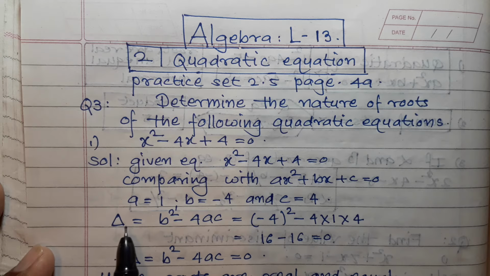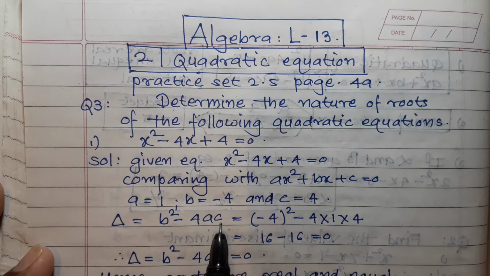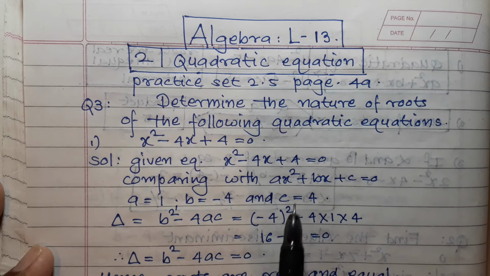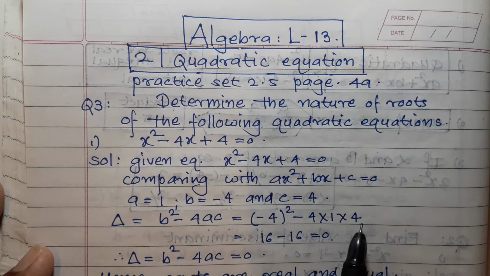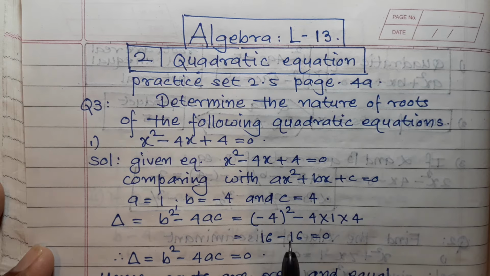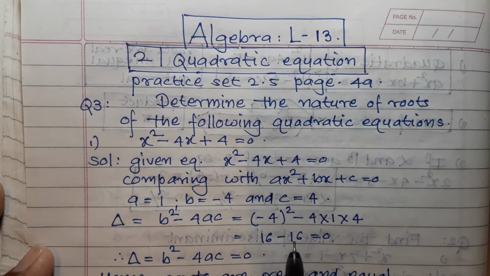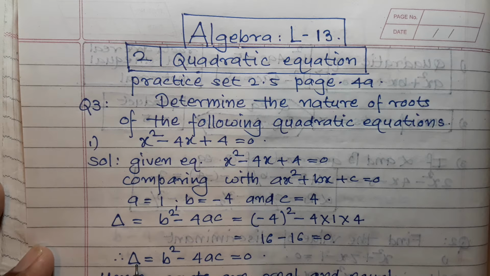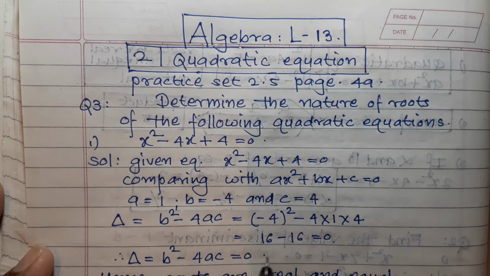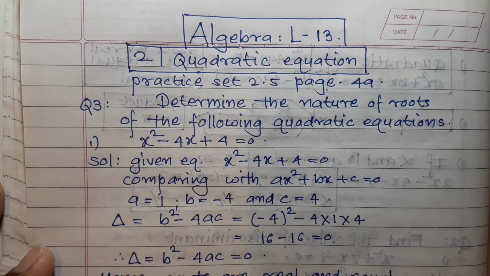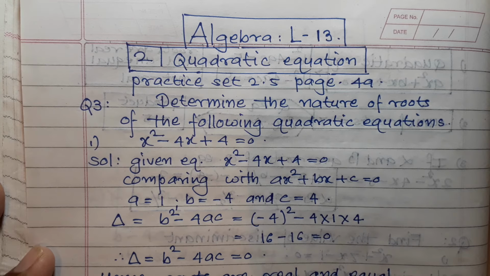Then find delta, meaning discriminant. So delta, the discriminant, is equal to b square minus 4ac. Now here you substitute your values: minus 4 square minus 4 into 1 into 4. So minus 4 square is equal to 16, this into this is equal to minus 16, and 16 minus 16 is equal to 0. Therefore discriminant b square minus 4ac is equal to 0, and hence the roots of the given quadratic equation are real and equal.